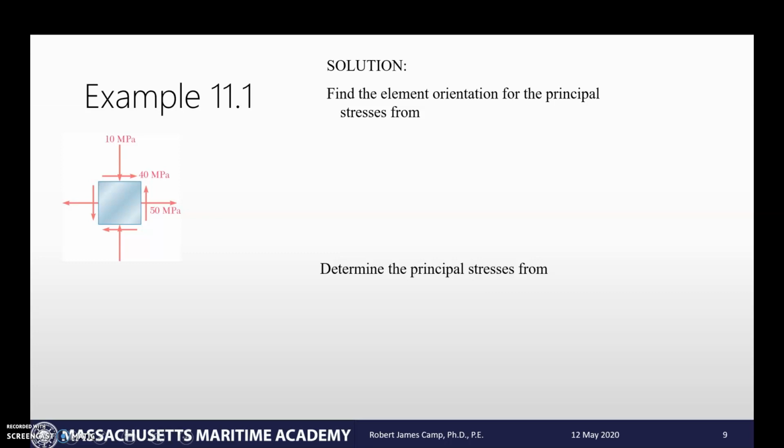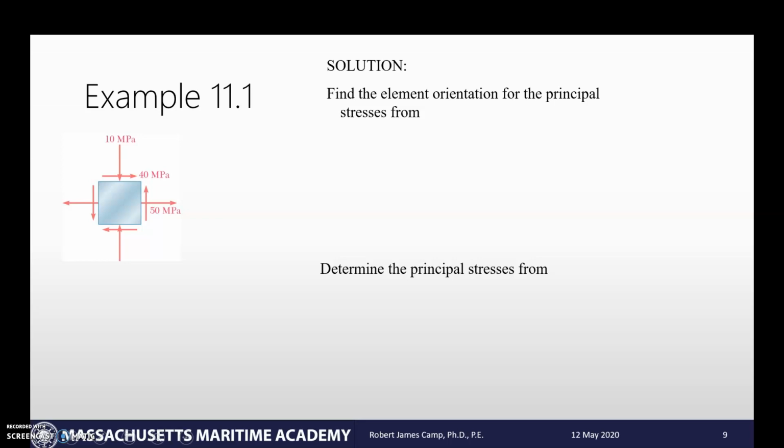Okay, so I have this element in plane stress here with a shear stress of 40 megapascals, negative 10 megapascals in the y, 50 megapascals in the x. And so I want to find a couple things about it. I want to find out where the principal strains are located. I want to know what the principal stresses are. I want to know what the maximum in-plane shear stress is, what the shear angles are, and then finally, what's the corresponding normal stress with that maximum shear stress?